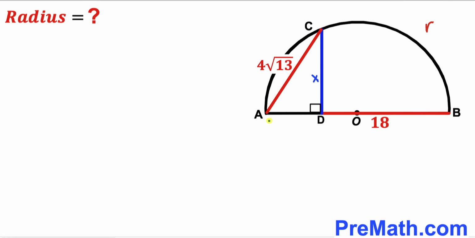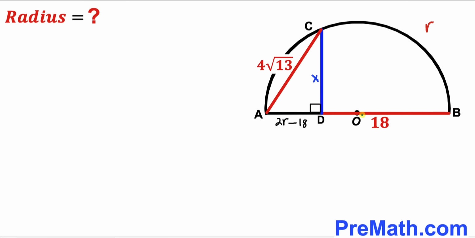And now let's make an observation. We can see that this whole AB is the diameter of this semicircle. So this is going to be 2 times r. And now we know this segment BD is 18 units. So therefore, this remaining segment AD is going to be 2r minus 18.